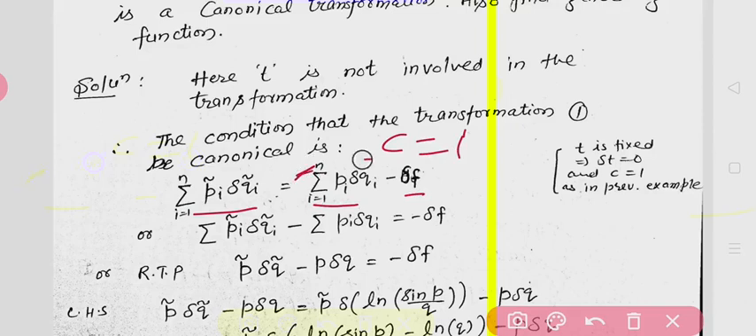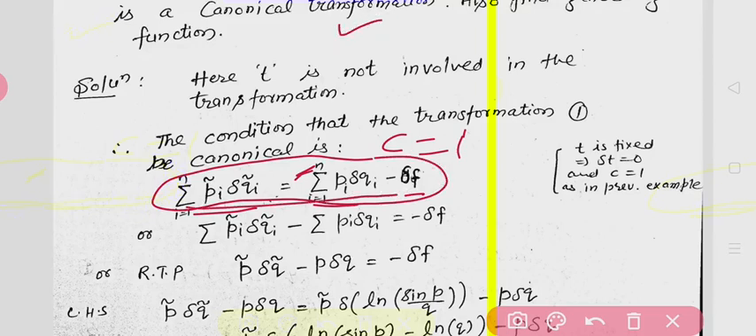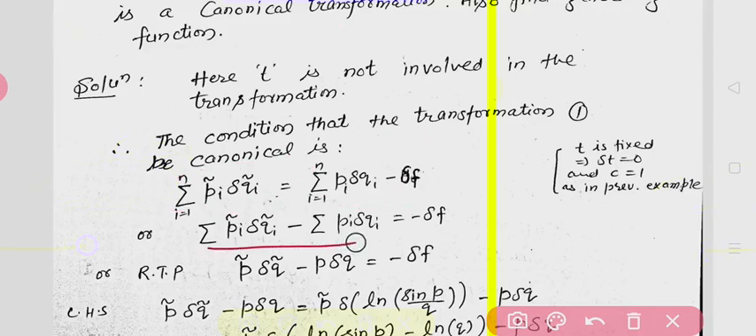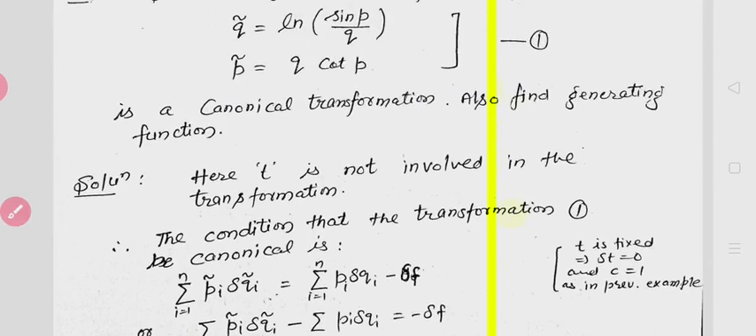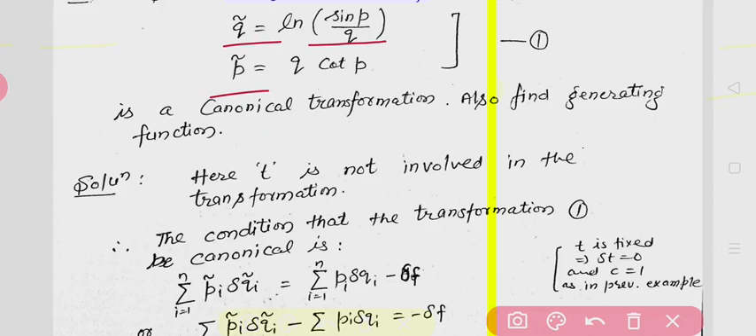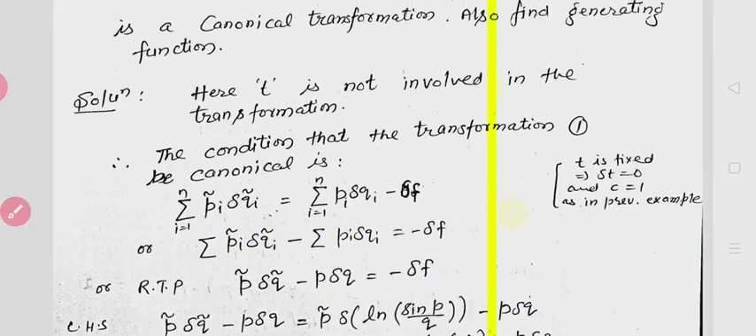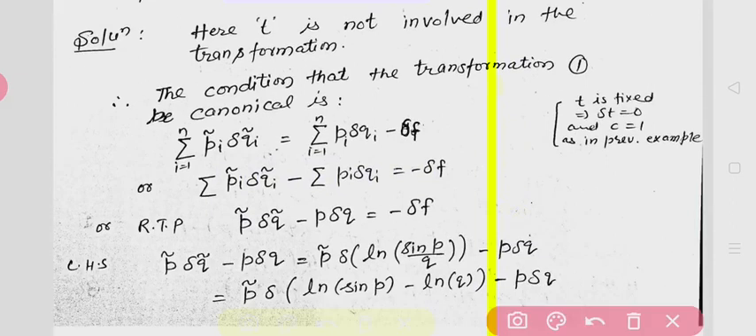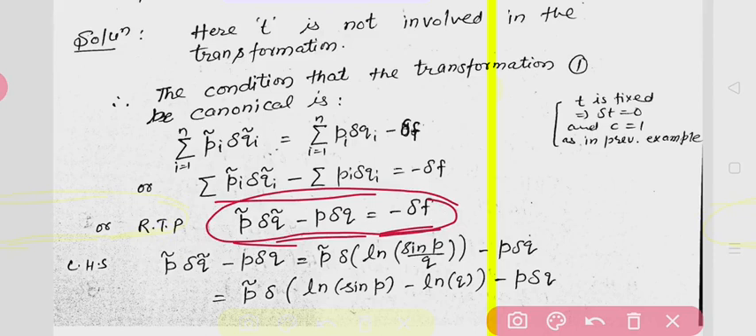So that means you have to show this thing. To show the given transformation is canonical, you have to show this one, that it will be equal to minus of delta f. But here are given only the two equations in terms of p and q. We write down the condition for n equations, but we will write down only for two equations. So for the p tilde and q tilde, we write down this condition as p tilde into delta q tilde minus p delta q should be equal to minus of delta f. That will be the condition to show the given transformation is canonical.